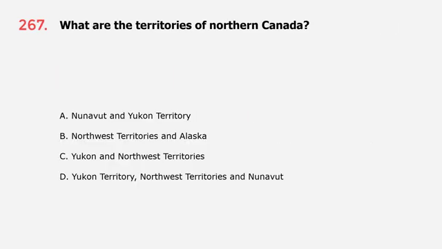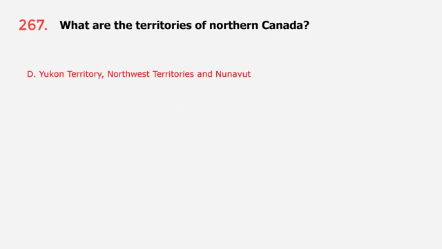Question 267. What are the territories of Northern Canada? A. Nunavut and Yukon Territory. B. Northwest Territories and Alaska. C. Yukon and Northwest Territories. D. Yukon Territory, Northwest Territories, and Nunavut. The answer is D. Yukon Territory, Northwest Territories, and Nunavut.